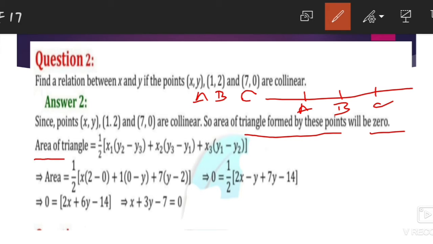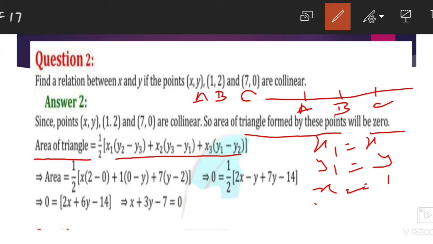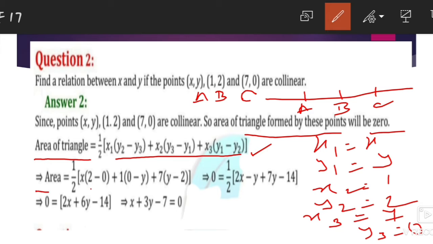In place of area of triangle, put the formula. Okay, you know this formula, the area of the triangle from 3 points. In place of x1, y1, x2, y2, x3, y3, put the coordinates of A, B, C. Consider x1 as x, y1 as y, x2 as 1, y2 as 2, x3 as 7, y3 as 0, and put it in this formula. Okay, so as you can see, area will become this one.